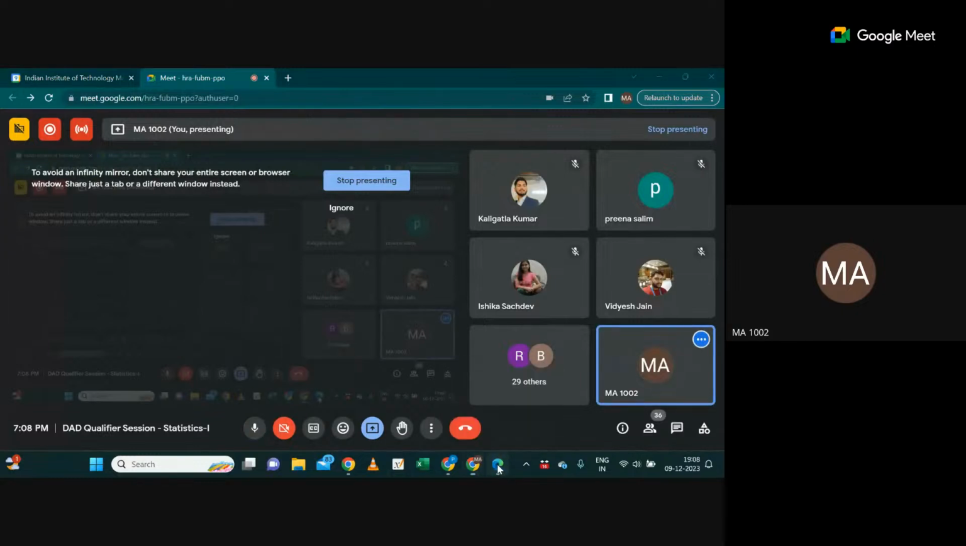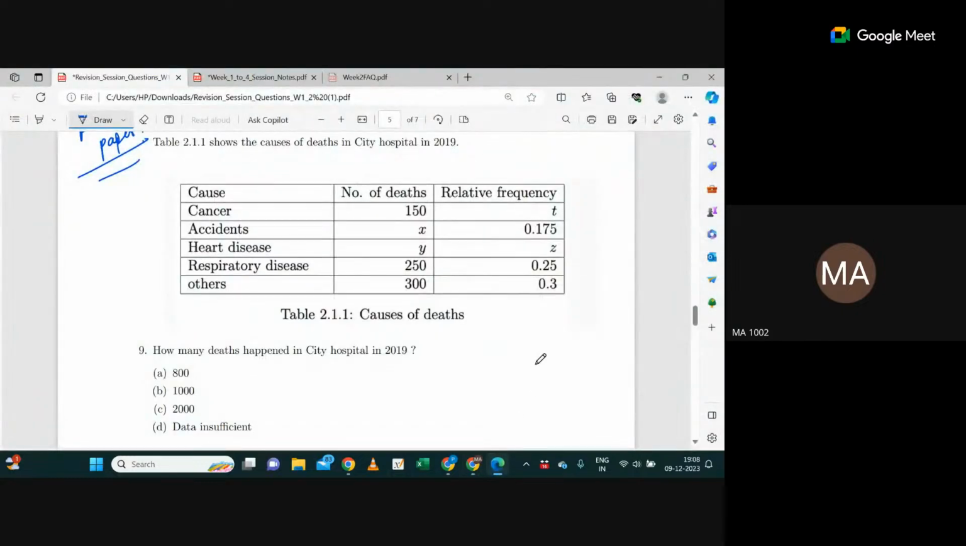Hello. Is there anyone who got 1000? Yeah. Okay. What about others? What about other people? So 1000. Okay. How did you compute it? By using the concept of relative frequency, right? Yes, sir.